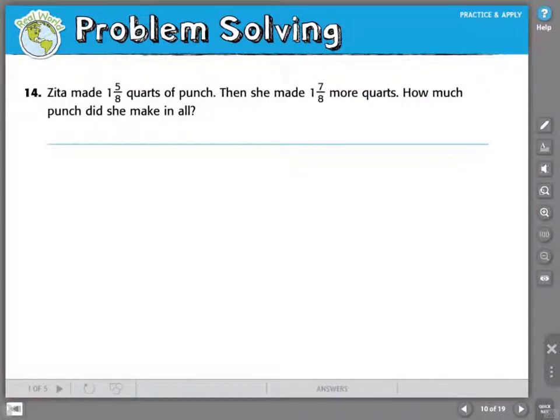Here is a problem. We'll be focusing on word problems today. Here it says Zeta made 1 5/8 quarts of punch. Then she made 1 7/8 more quarts. How much punch did she make in all? I can tell that this is a word problem that will be asking me to do addition.